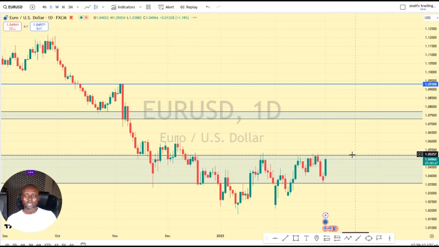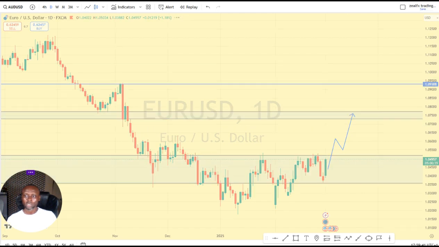Let's look at the daily chart of the EURUSD. EURUSD on the daily chart remains sideways. So before we can look for a buying opportunity on the EURUSD on the daily chart, we expect price to close above this range. Then we'll look for a retest, and look for a buying opportunity on the EURUSD. So look for a buying opportunity on the EURUSD after price has closed above this high. So wait for a retest and look for a buying opportunity.